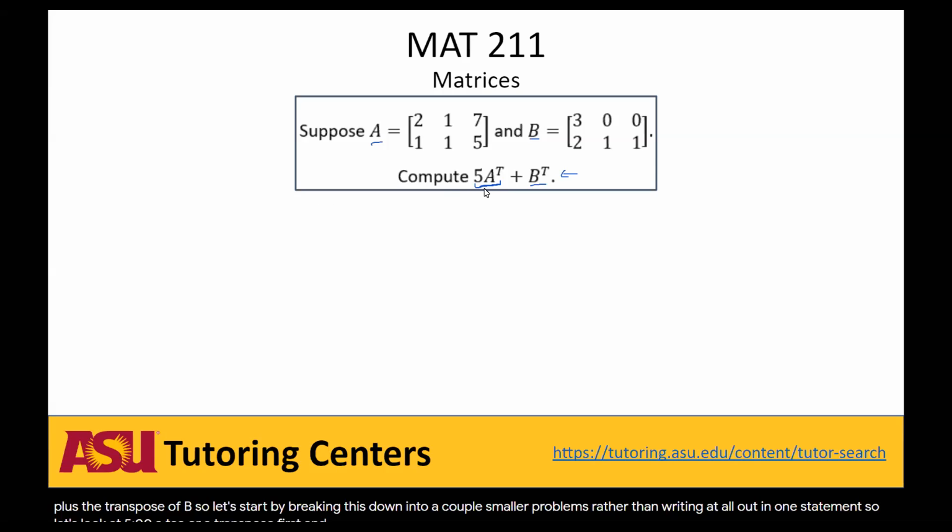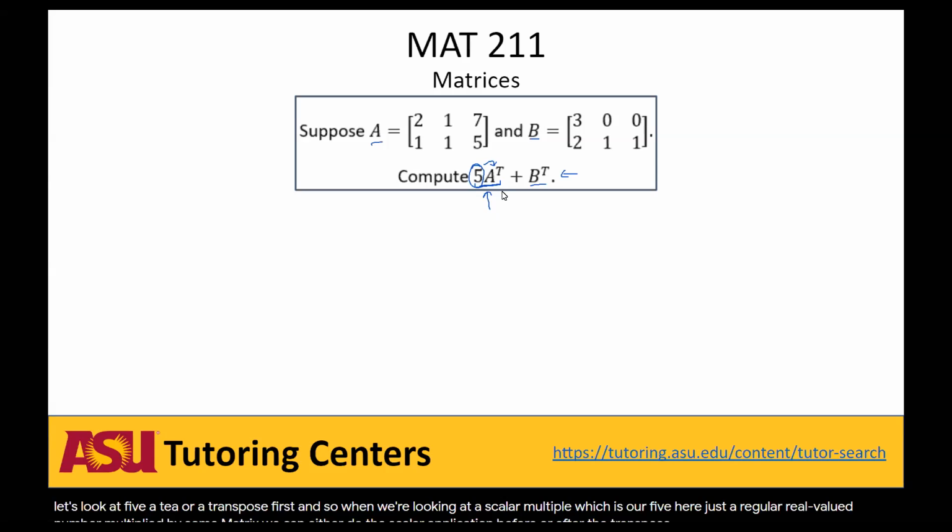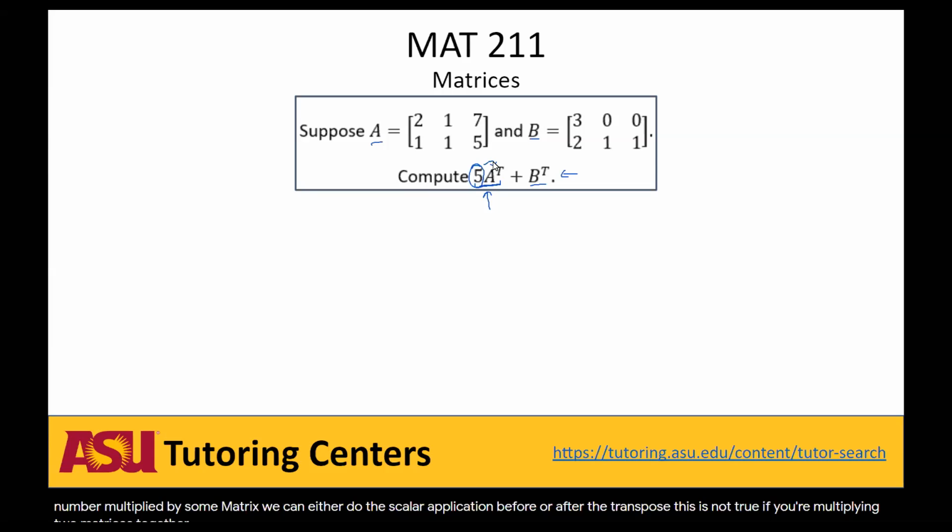When we're looking at a scalar multiple, which is our 5 here, just a regular real valued number multiplied by some matrix, we can either do the scalar multiplication before or after the transpose. This is not true if you're multiplying two matrices together, but in this case, because the scalar is only modifying the individual elements, it's not going to matter which order we do it. So let's start by taking the transpose of A.